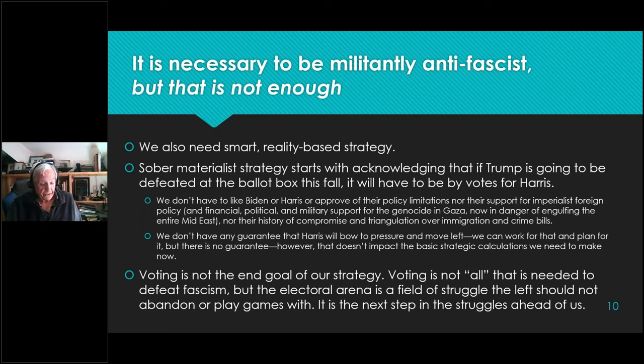And it's been said, and it's very true, that another reason to oppose the fascists is that the Democrats are more likely to be affected by and adapt to pressure from millions of people, pressure from the struggle, pressure from the millions of voters they want to win. But we do not have any guarantee that Harris or her administration or the Democrats in the House of Representatives or the Senate will bow to that pressure. We want to work for that. And we can aim for that. That can be our goal, but there isn't a guarantee. That, however, doesn't impact the basic strategic calculations that we need for right now.